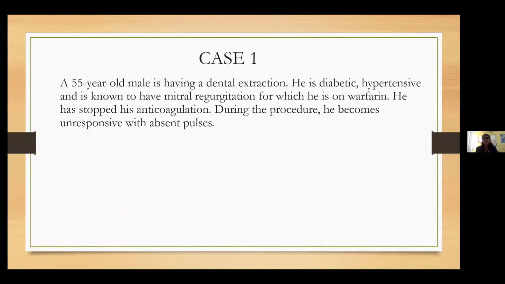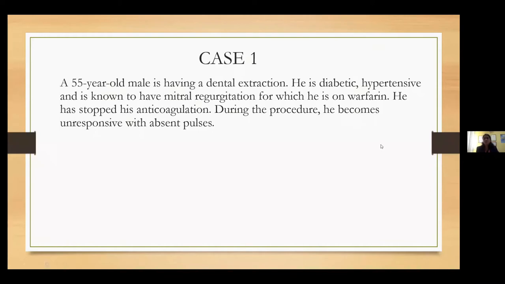and the case-based learning. So you have a case such as this one, which is quite a fairly usual scenario for us, a 55-year-old male having a dental extraction. He's diabetic and hypertensive. He's also known to have mitral regurgitation. So that's something with the heart valve, and he's having a regurgitation. And he's also on warfarin, which is an anticoagulant, or what you would probably just know as a blood thinner at this stage. He stopped his warfarin anticoagulation therapy. And during the procedure, now he has become unresponsive with absent pulses.